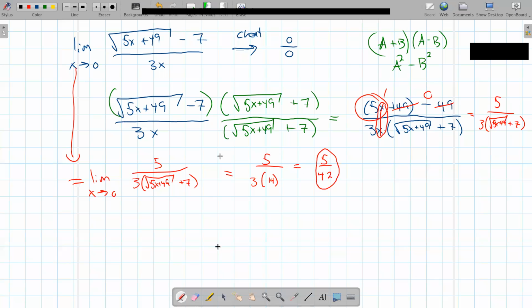How could we check that? We could look at the graph of this right here and see what the y value looks like when x is close to 0. And what we're going to find is at 0, it's undefined. But if we approach from the left to the right, we should be getting pretty close to 5/42. And here we used the conjugate of that square root expression in the top for our algebraic trickery.